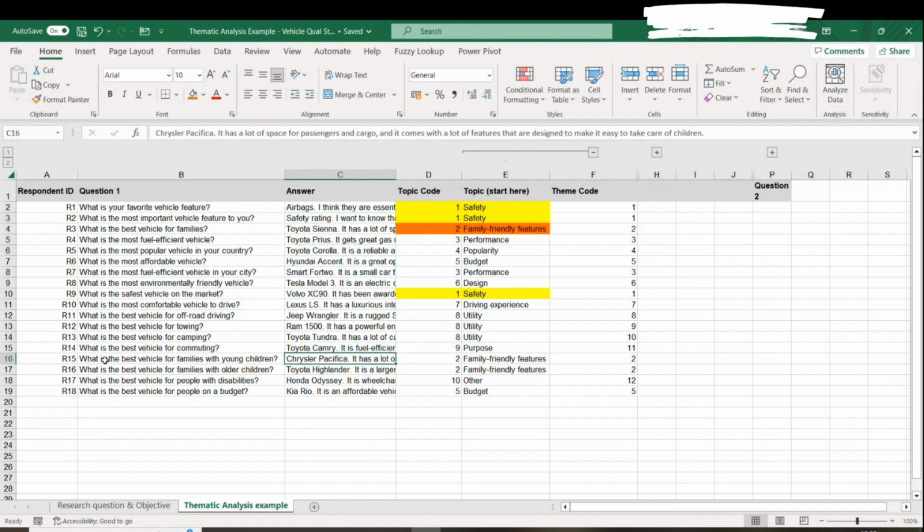But if we read here, what is the best vehicle for families with young children? This person said the Chrysler, because it has a lot of space for passengers and cargo, and it comes with a lot of features designed to make it easy to carry children, which is similar to what the other respondent said. Then you also color code that, so you know that it also falls under family.